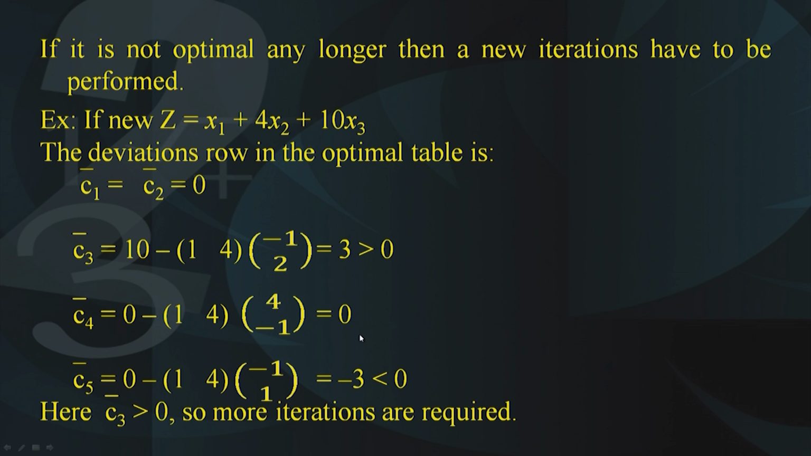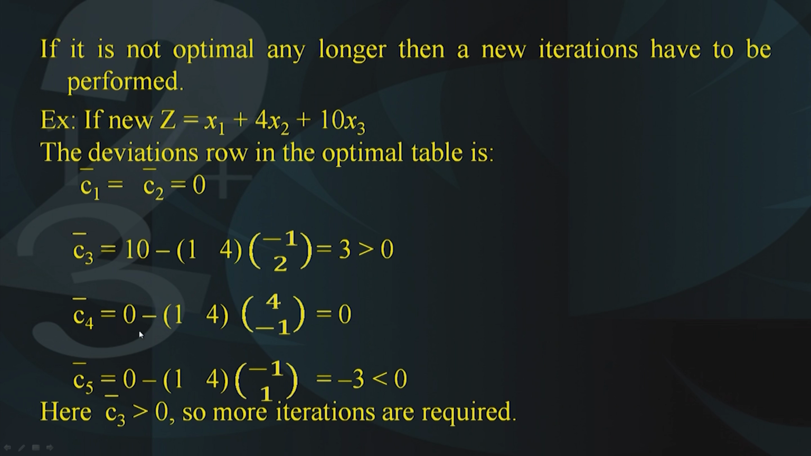On the other hand, if it is not optimum any longer, then a new iteration has to be performed. In order to illustrate this, let us take this example. Suppose the original objective function is changed to x1 plus 4x2 plus 10x3. Now, let us look at the deviation entries. What do we find? The deviation entries in the optimum table now are C1 and C2 are both 0, so no problem. C3 bar is 10 minus 1 4 multiplied by minus 1 2, which is equal to 3, and this means that this is greater than 0.